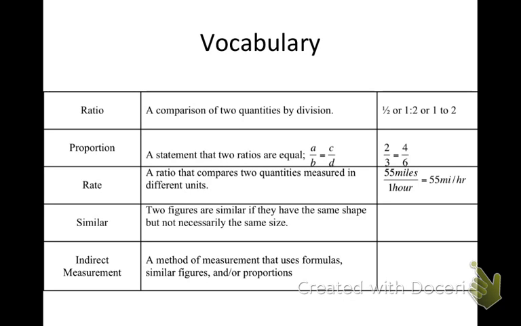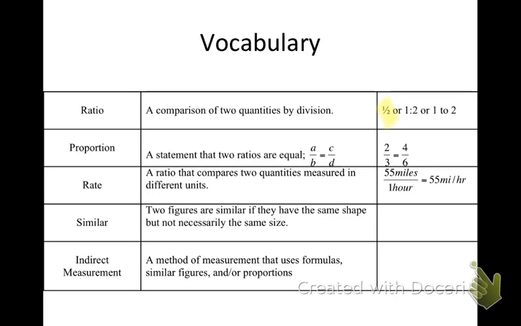Vocabulary here, first couple things. First off, we're going to start off talking about a ratio. A ratio is a comparison of two quantities by division. There are three ways to write a ratio. The first one is you can use a fraction. So I can write it as like 1/2.